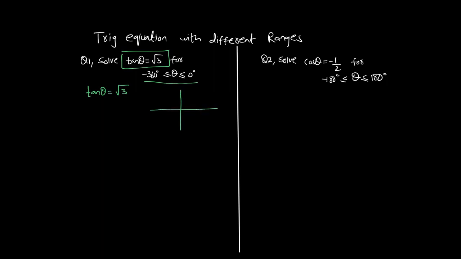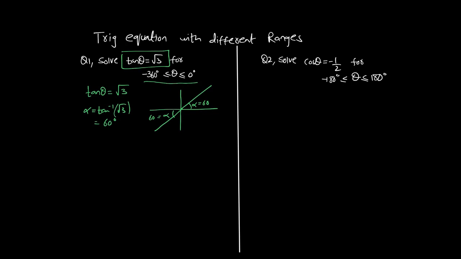Tan theta is positive, and you know that tan theta is positive in the first and the third quadrant, which means that these are your basic angles. In order to find alpha, you will take tan inverse of positive root 3, which will be 60 degrees. So meaning this is 60 and this is 60.